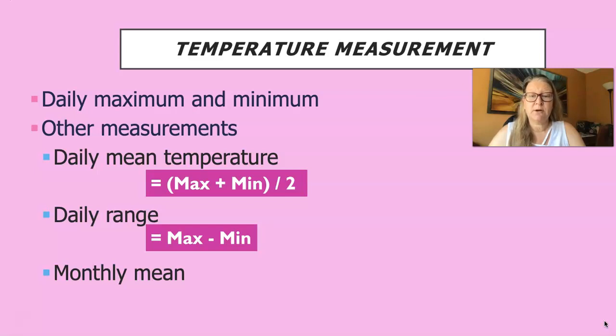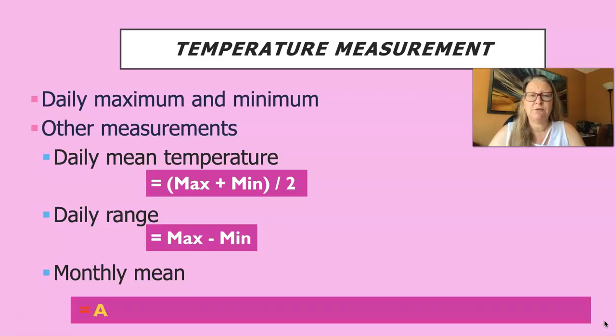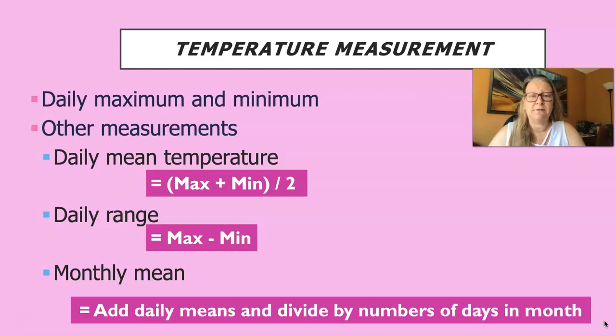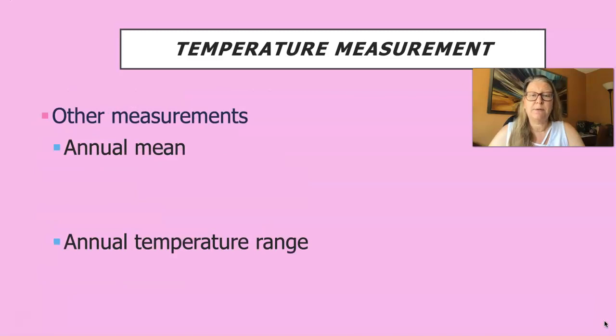Monthly means are going to take the daily means throughout the month, add them up, and divide by the number of days in the month. If you have a month that has 31 days in it, you're going to add the 31 temperature means and then divide by 31. Other measurements include annual means and annual ranges.